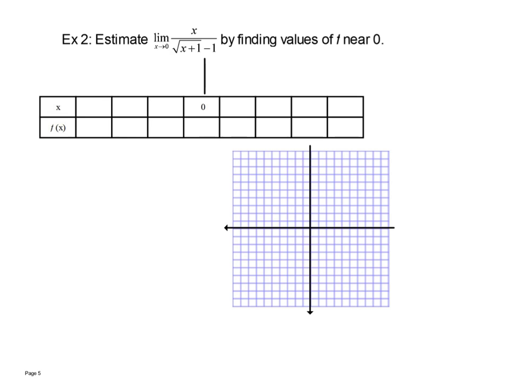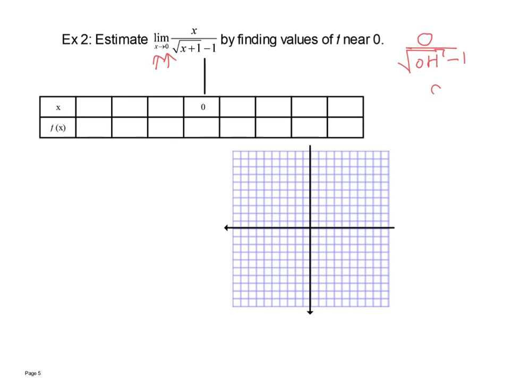This time I did not fill in the table for you, but we're going to do it very similarly. We're going to find the limit as x goes towards 0 this time, so our c is 0, of that function x over the square root of x plus 1 minus 1 by finding values of f near 0. All right, so let's just double check first that I can't just find the value of f at 0. So that would be 0 over square root of 0 plus 1 minus 1.